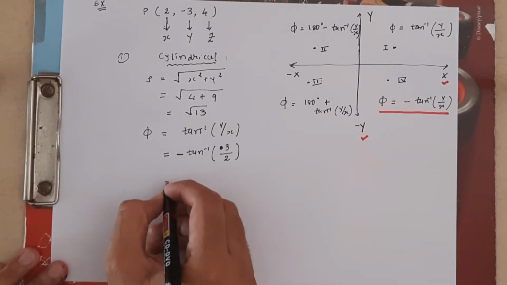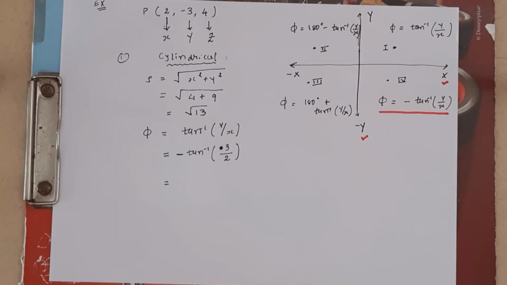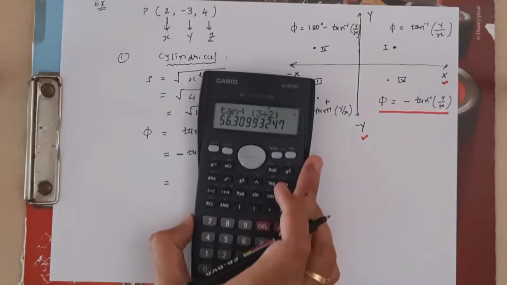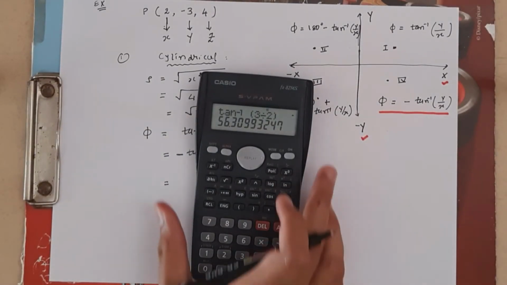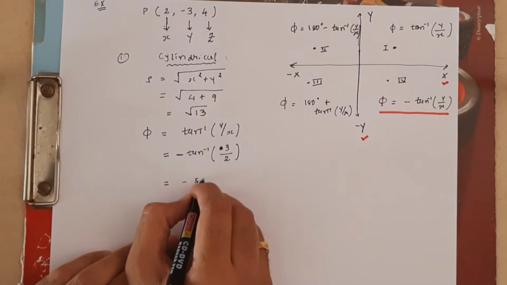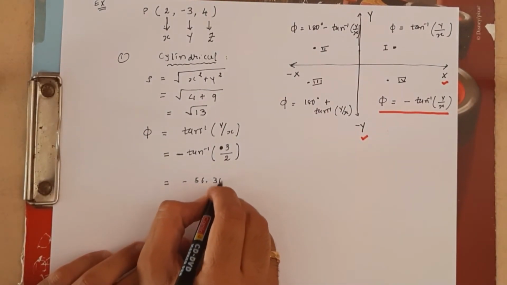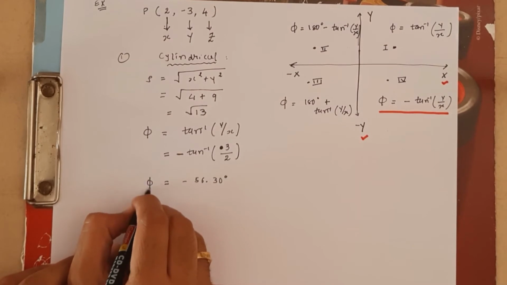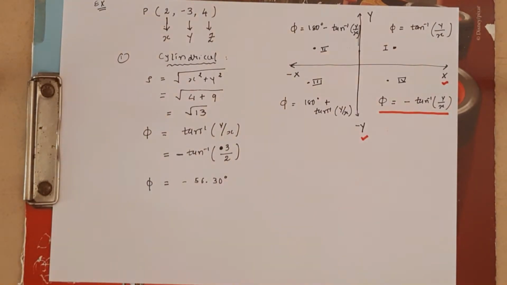So it is tan inverse 3 by 2. Tan inverse 3 by 2, the answer is 56.30. So my answer is minus 56.30 degree. So the value of phi is minus 56.30.